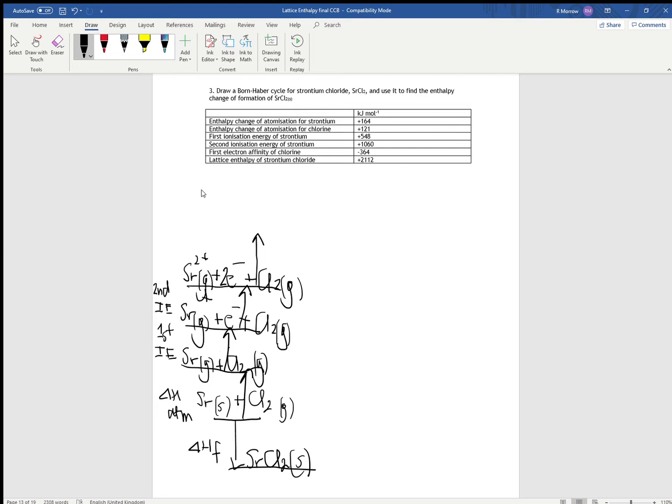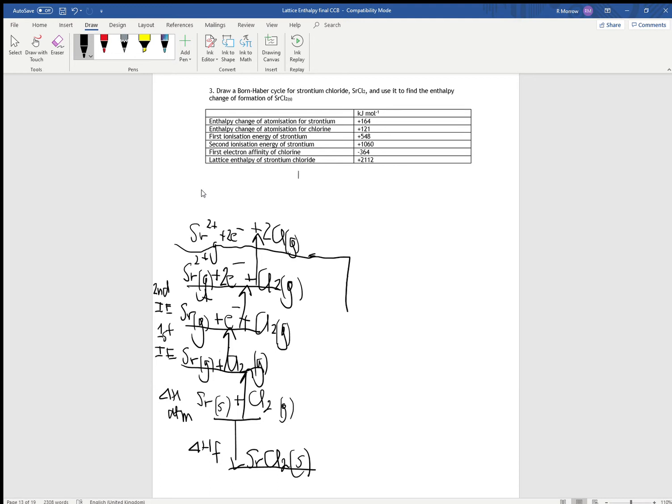Then we're going to atomize our chlorine, so let's just write this out again. Atomizing my chlorine will give me 2 Cl, which are also a gas. Oh, excuse me, wobbly hand. Okay, right, so that's fine now. All I've got to do is I've got an electron affinity for my chlorine.